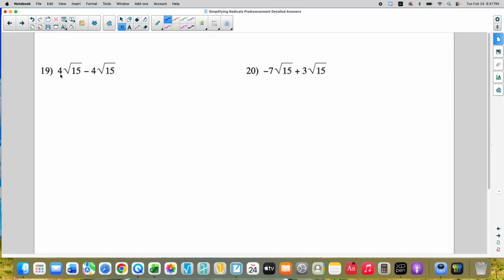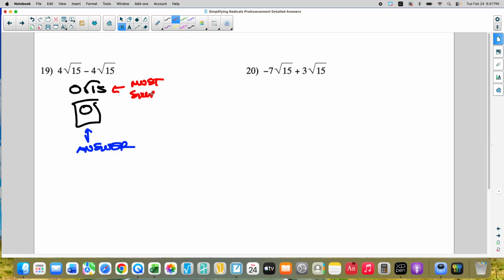Ooh, I like this one. So 4 minus 4 is 0 rad 15, and you must simplify it to 0. This is the only answer. This is the answer. Do not give me 0 rad 15. You must simplify that. 0 times rad 15 gives you 0. If you leave it like that, it hasn't been simplified. This is negative 7. This is positive 3, so we get negative 4 rad 15. Rad 15 can't be simplified.